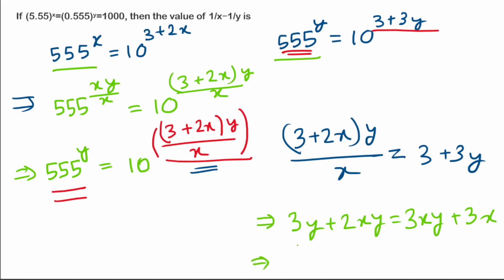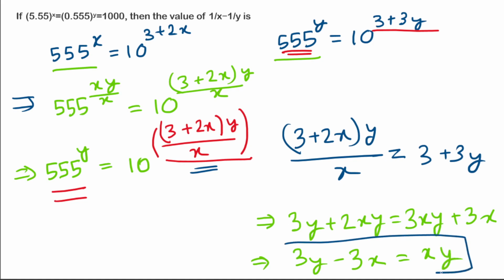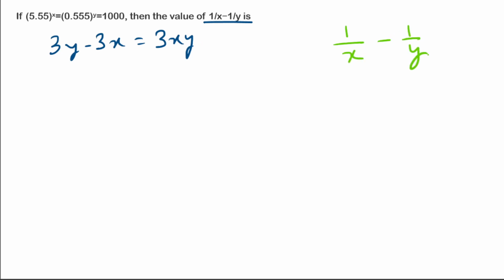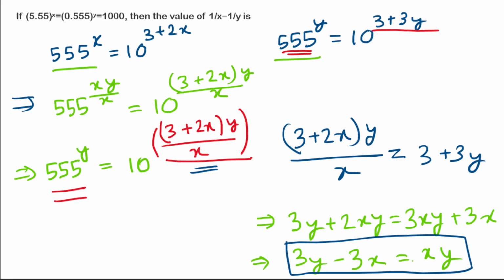Now it is very simple. So 3y minus 3x equals xy, right? So we have this updated information with us. We have this equation, and what you finally have to find out, again we will write it once. So 3y minus 3x is equal to 3xy. Oh sorry, one thing, this is not 3xy, this is simply xy. If you go back, this is simply xy, right?